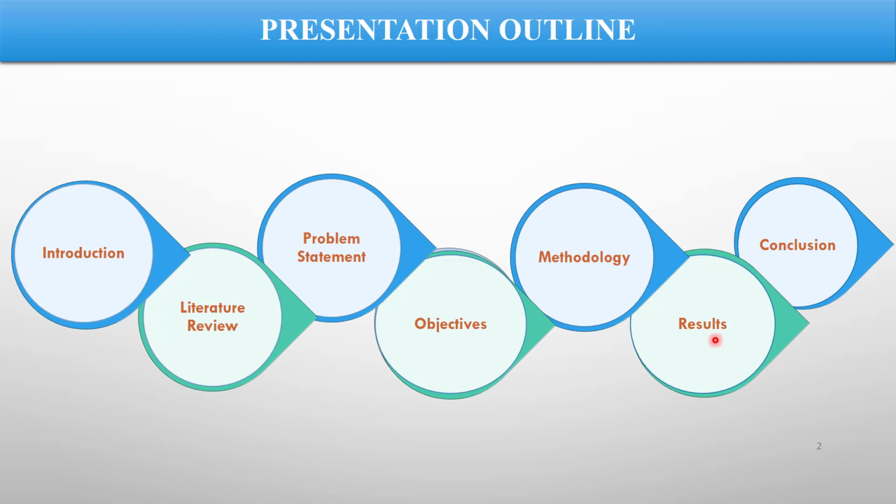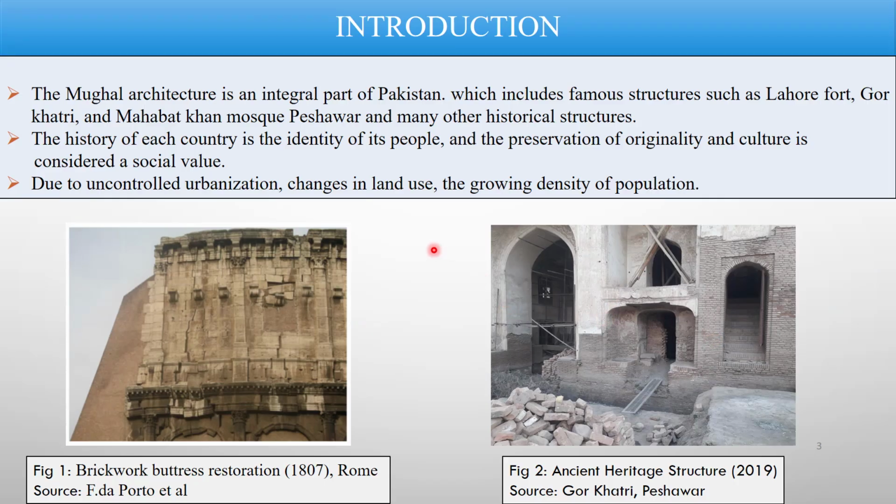and then finally conclusion. Mughal heritage structures are an integral part of Pakistan, which include famous structures such as Lahore Fort, Gorgatri, Mahabat Khan Mosque, which is located in Peshawar, and many other historical and cultural structures. These heritage structures are basically the identity of its people, and the preservation of originality and culture is considered a social value. From the past 2 to 3 decades, due to uncontrollable urbanization and land use, and the growing density of people, these heritage structures are now deteriorating with the passage of time.